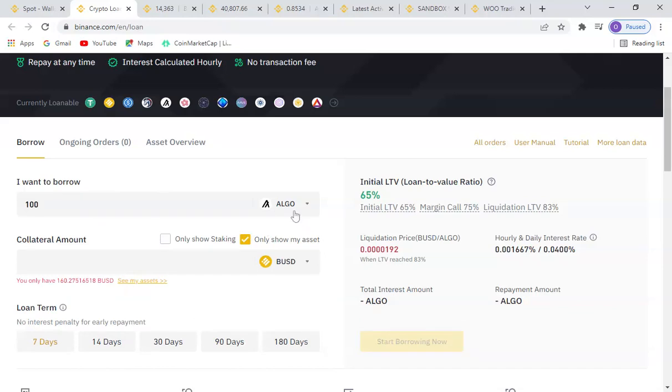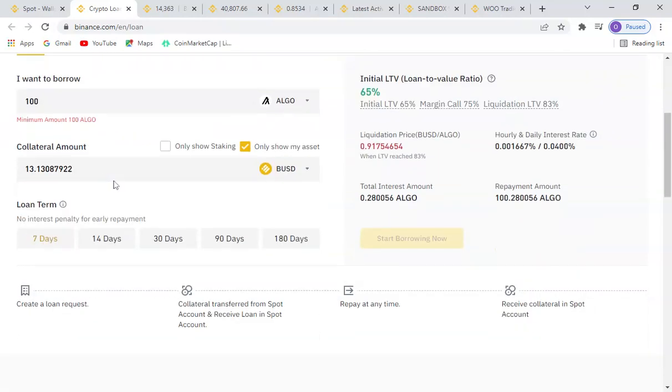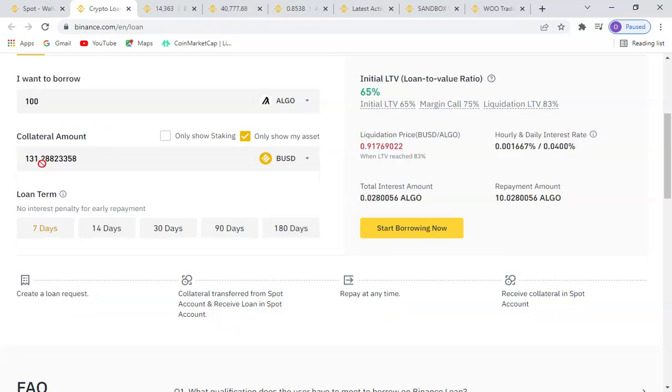For us to get about 100 Argos, and Argo is currently worth about $0.8, we only need about 13.13 BUSD to push through with this. I think the minimum amount is 100 Argo, so we're going to input 100 Argo. We only need about 131 BUSD to get 100 Argo tokens in our account. So we do have enough BUSD to cater for this.